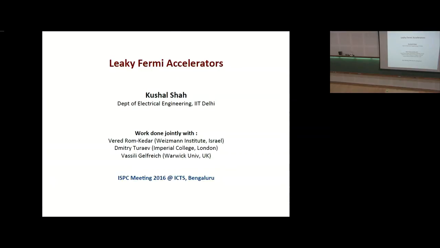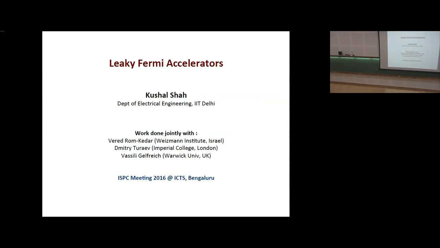My connection with StatMech comes through plasma physics. In my PhD at IIT Madras, I started studying how charged particles behave in the presence of electromagnetic fields. From electrical engineering, I moved to plasma physics, and now I'm seemingly moving more towards StatMech. This work was done in collaboration with Vered at Weizmann, Dimitri at Imperial, and Vasily at Warwick.